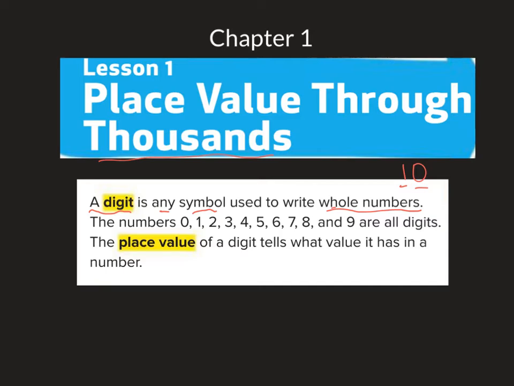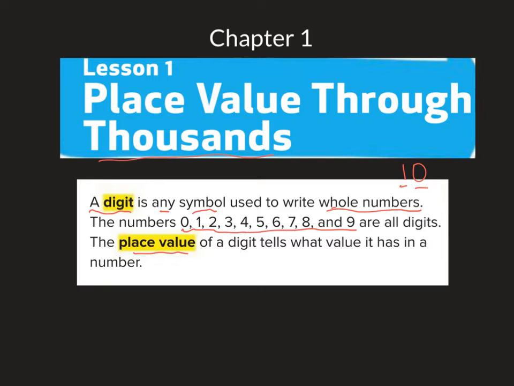Now look here. There are our digits: 0, 1, 2, 3, 4, 5, 6, 7, 8, and 9. Because all numbers under the sun are made up with those digits. Isn't that cool? And the place value of a digit tells what value it has in a number.